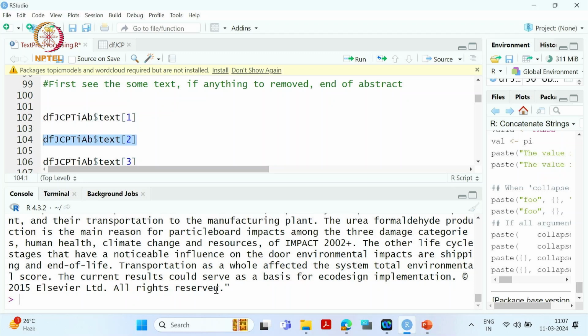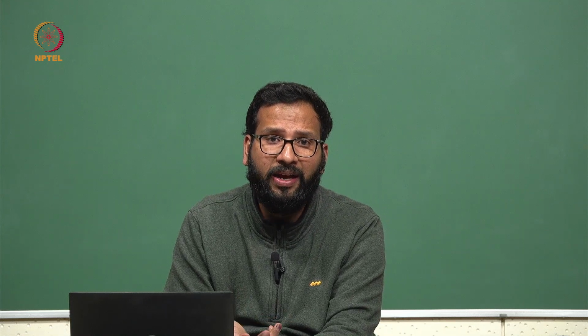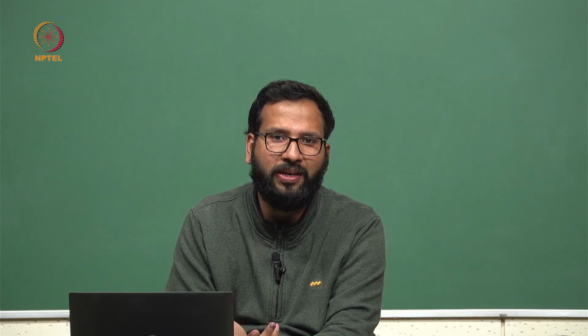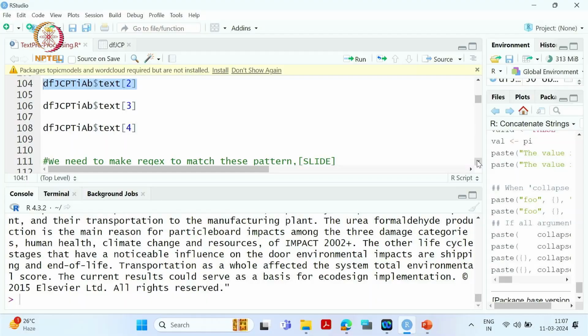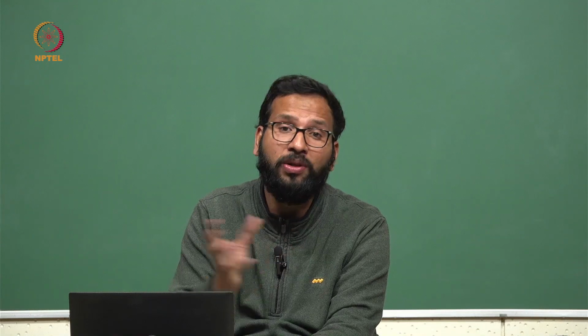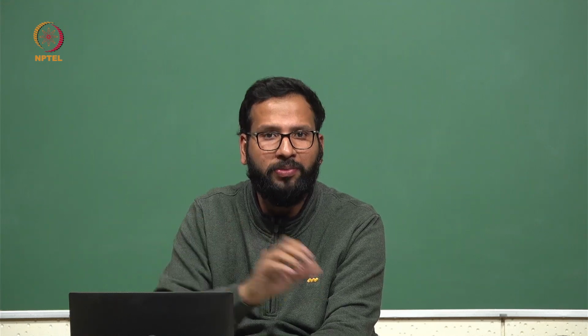We don't require this for our analysis. It doesn't make any sense to include this kind of text in our topic modeling analysis of this text data. So we will remove it, and how will we remove it? We will use regex. We will make a regular expression to match this pattern, and remove all of this publisher by Elsevier or all rights reserved from the text data.